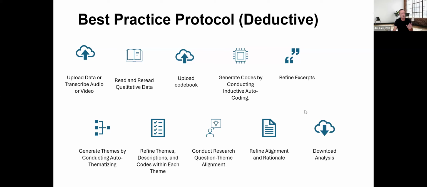Okay, so basically that deductive process is I have a priori codes. Now I want to go out and get excerpts related to that. Or I've been through a few interviews, I have 50 more interviews, and I have some themes that I want to capture.